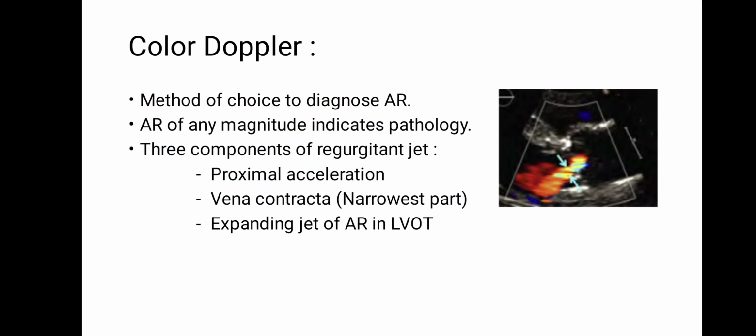Three components of regurgitation. There is a proximal acceleration. Then look at the proximal part of the AR, and then there is the vena contracta, the narrowest part, the two green arrows, and the expanding jet of the AR in the LVOT. Look at this picture. This is the proximal acceleration. This arrow is the vena contracta. This is the expanding jet of the AR in the LVOT.